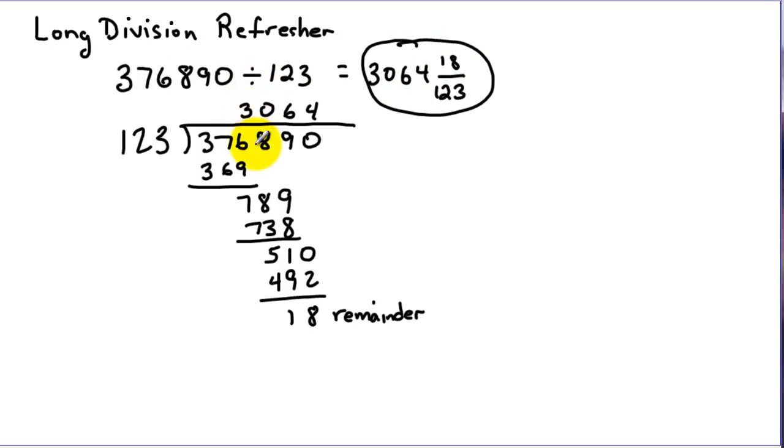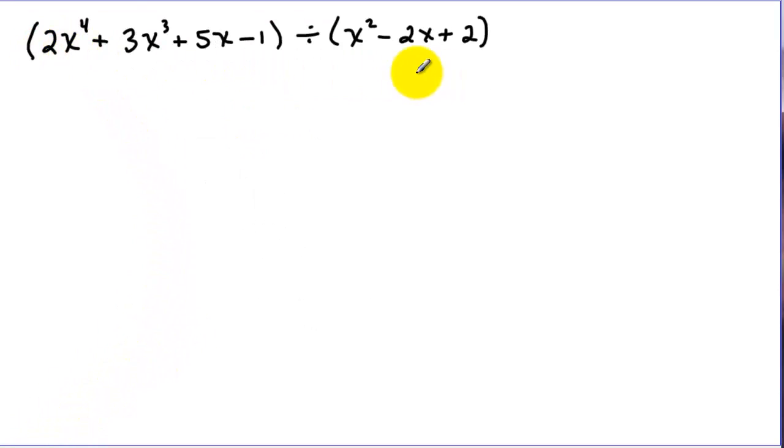So now we're going to do the same process but using polynomials. So we're going to set it up just the same. We're going to write our divisor and then our divide symbol.